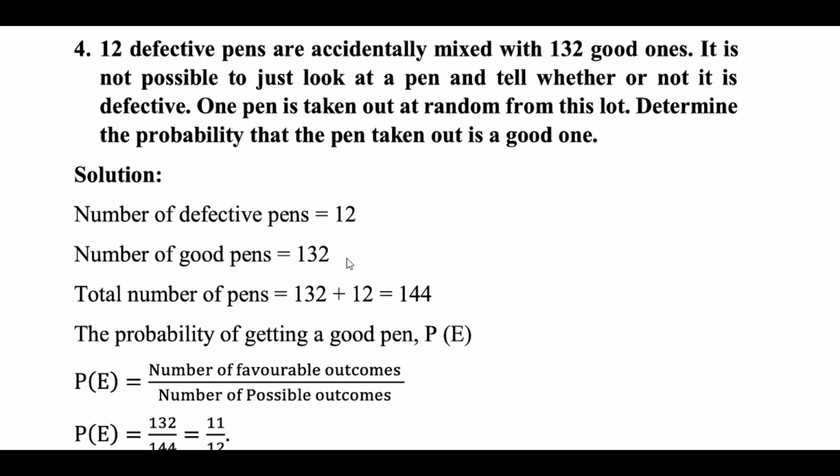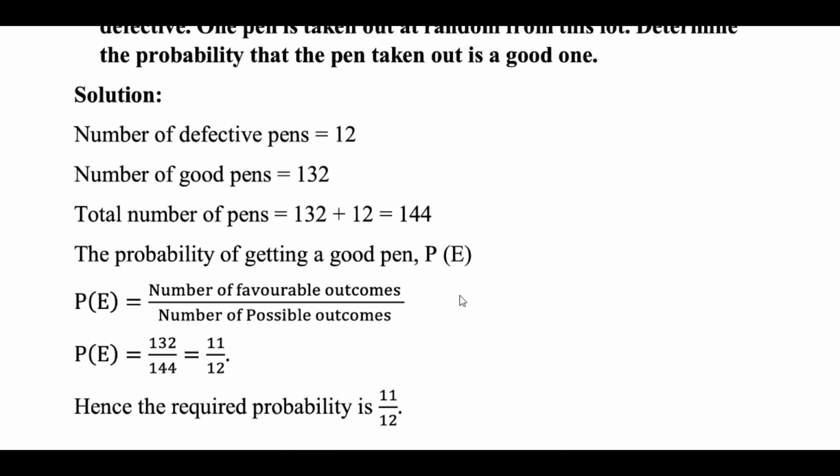So total number of defective pens is 12. Total number of good pens is 132. So total number of pens will be 132 plus 12, that comes to 144. So the number of possible outcomes will be 144. As the candidate is taking a pen from the good ones, the favorable outcomes will be 132. So the required probability will be 132 divided by 144, that comes to 11 by 12.